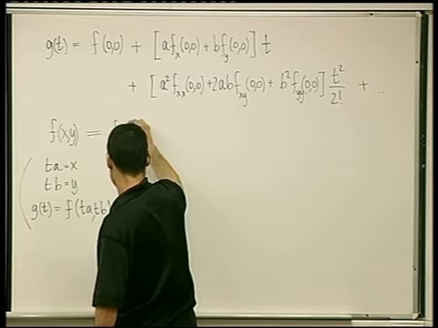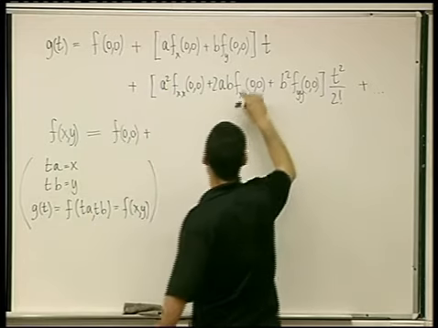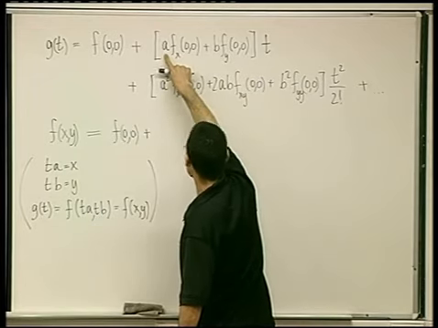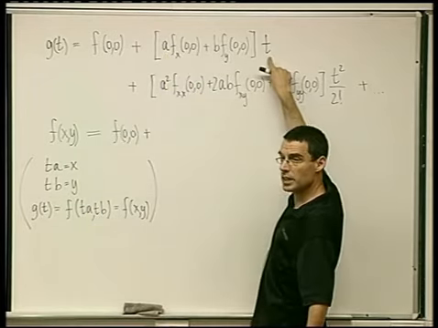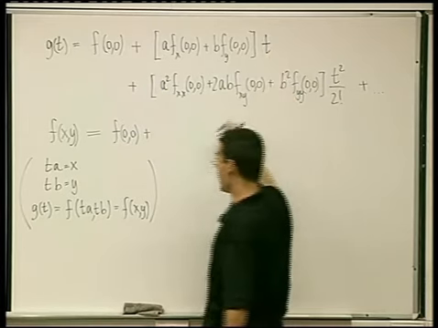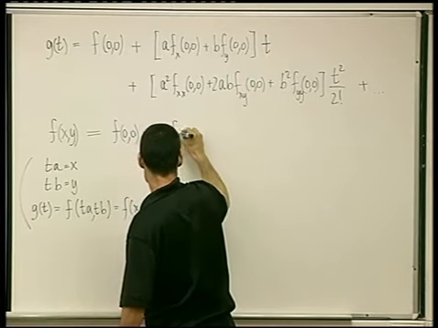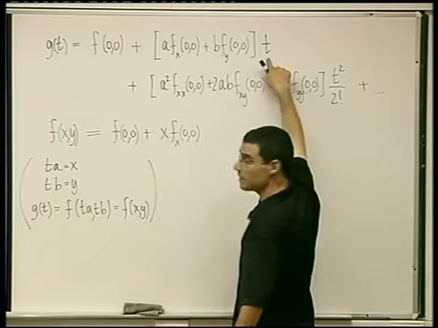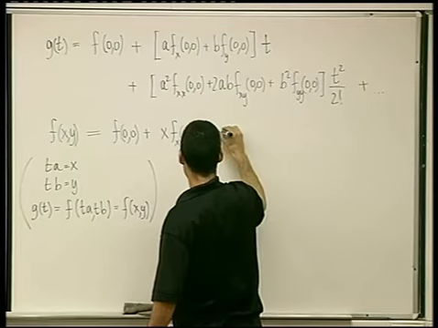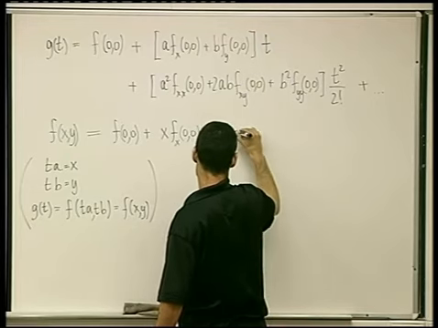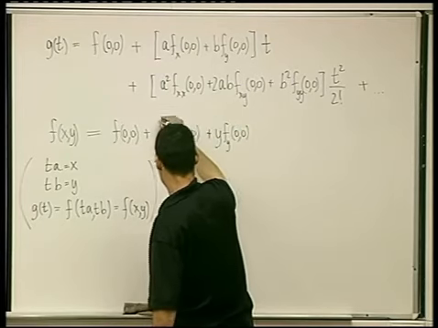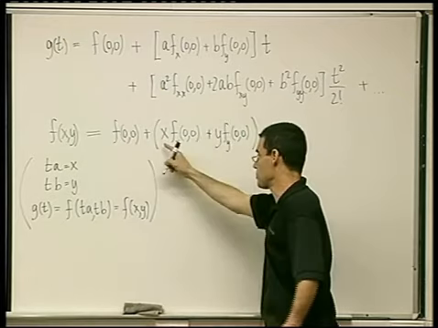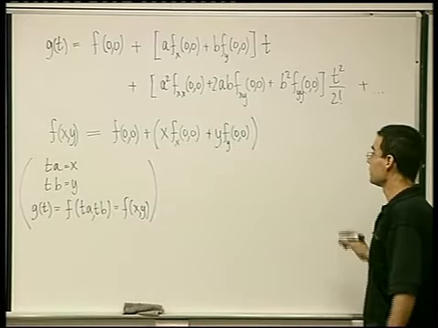So it's f at 0, 0 plus. Note that here I have a times t. What is a times t? x. So I have x times f_x at 0, 0, plus b times t is y, so y times f_y at 0, 0. So this is the first order expression.